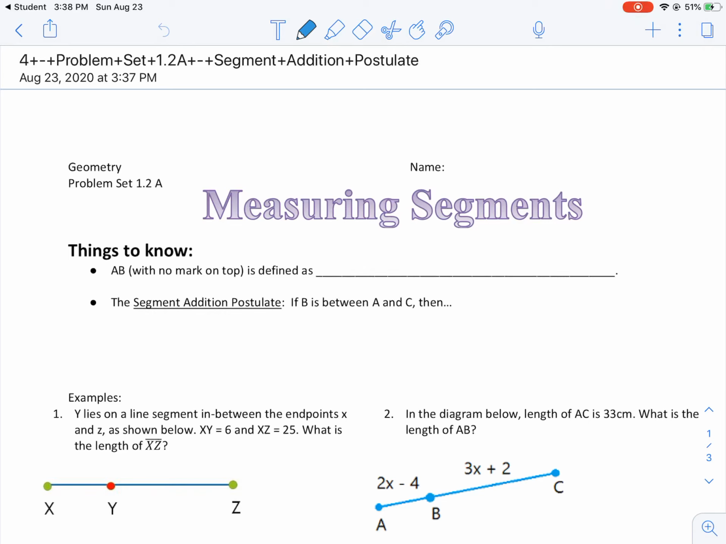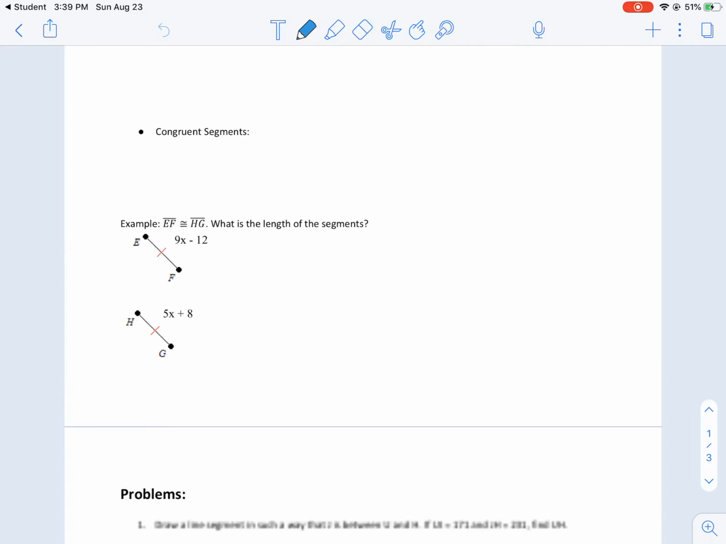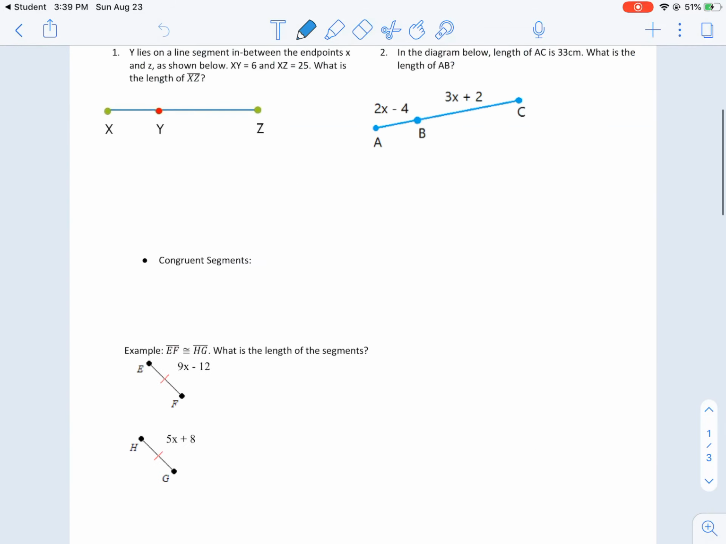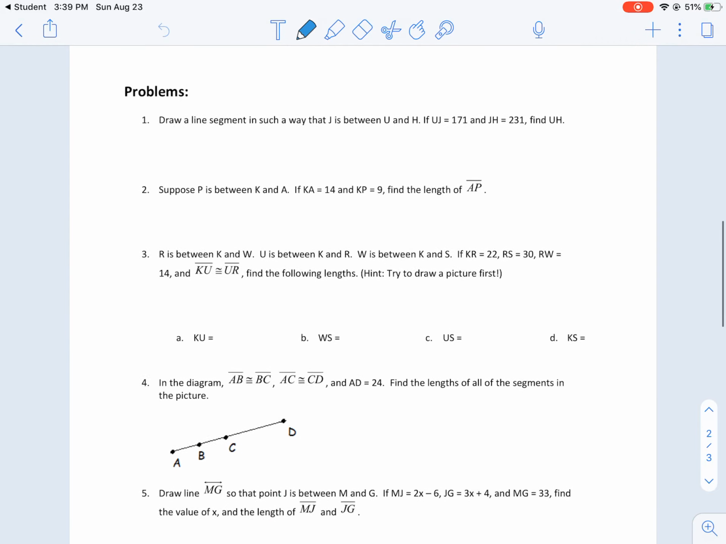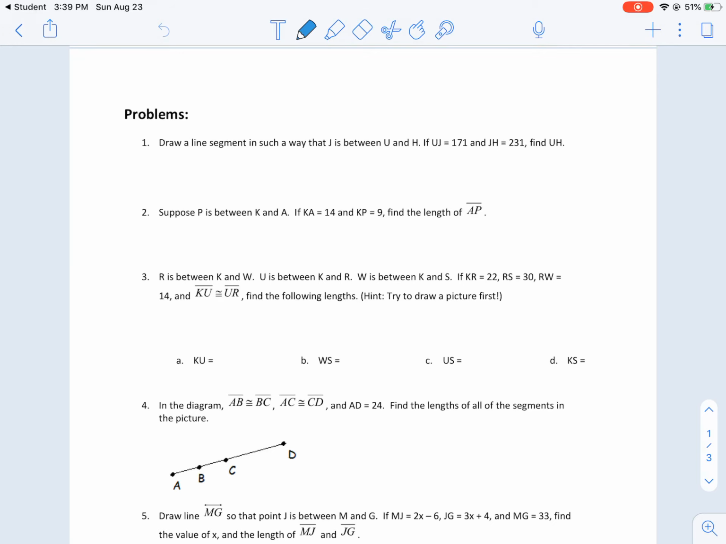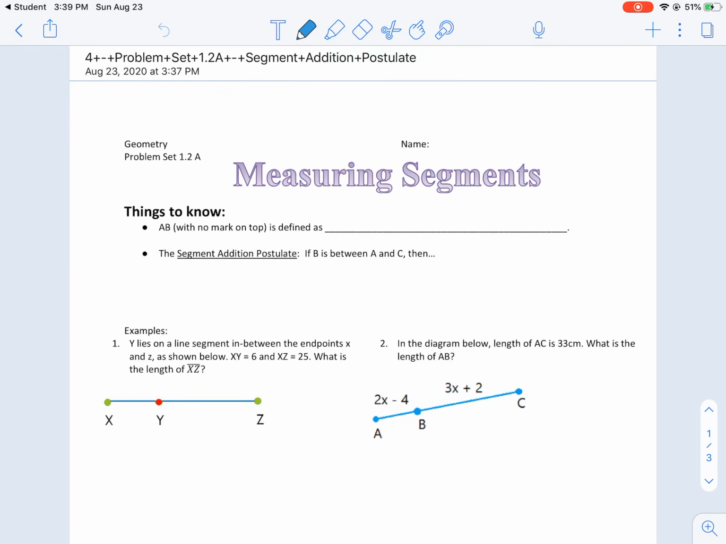Today we're going to be talking about segments some more, and specifically measuring segments. We're going to start with some things to know, go over some definitions, do a couple practice problems and a couple examples, and then your practice problems will be on the second page. This is what we're going to do in class, so we're not going to get to this during this video. But we're going to go ahead and start up here.